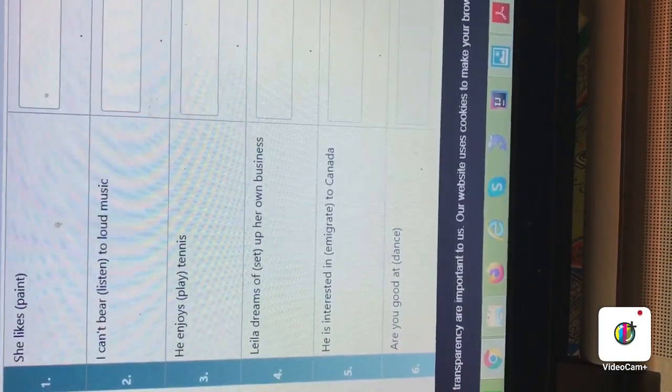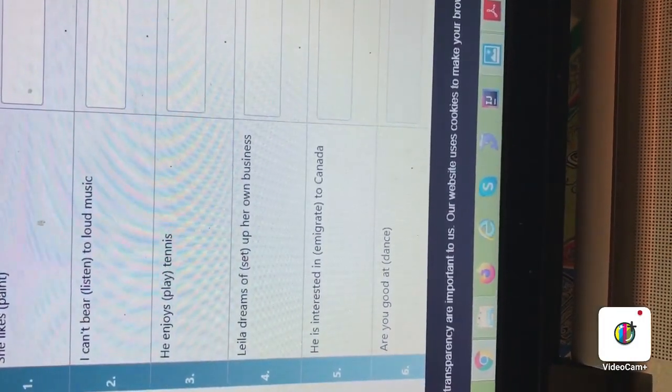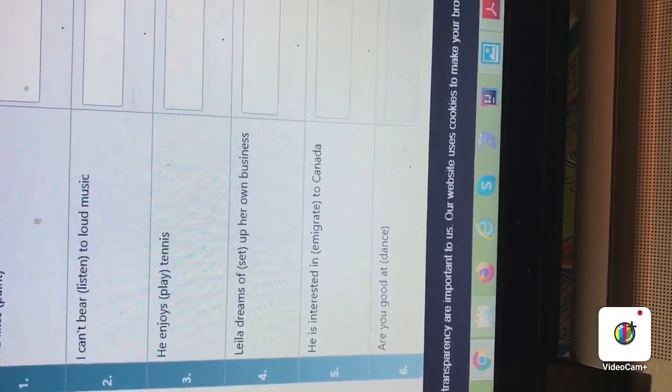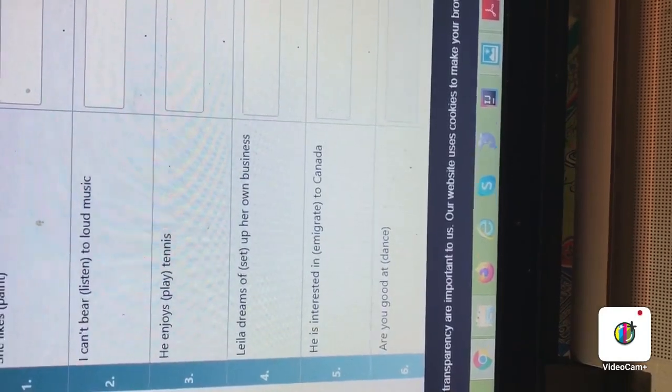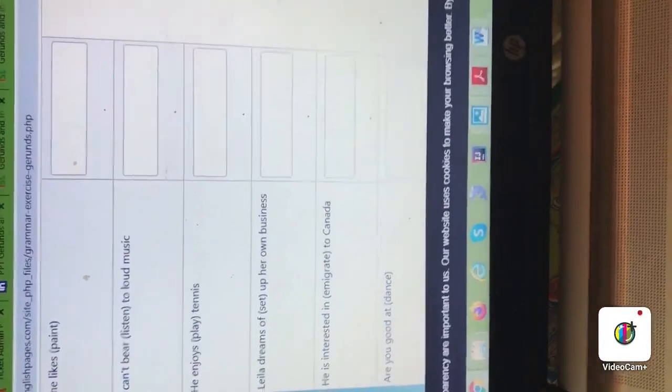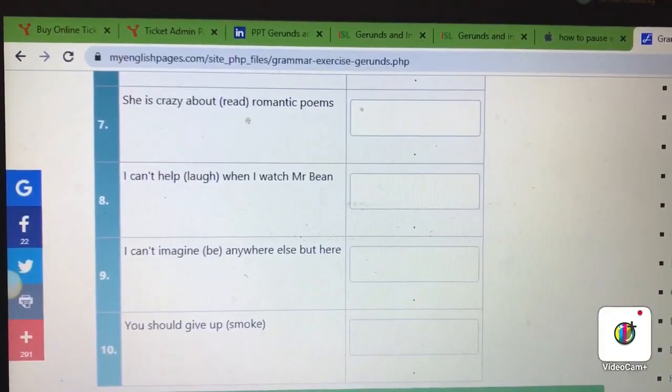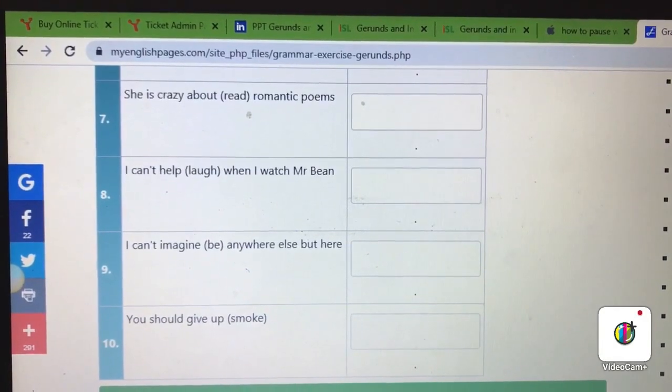Now check the next sentence. He enjoys playing tennis. In all these remaining sentences, we have to use a gerund as an object. Now note down these sentences in your copy and try to complete them. We have 4 more sentences.